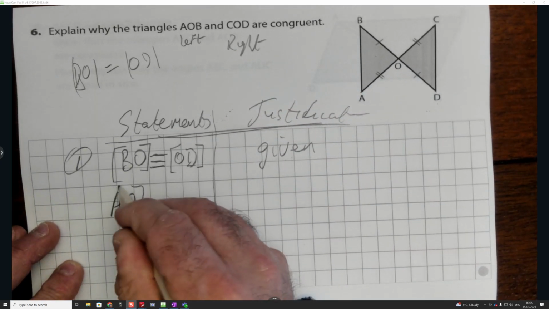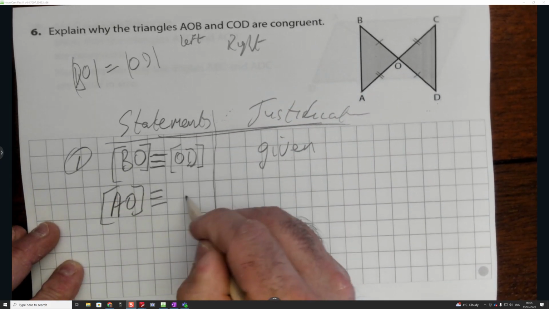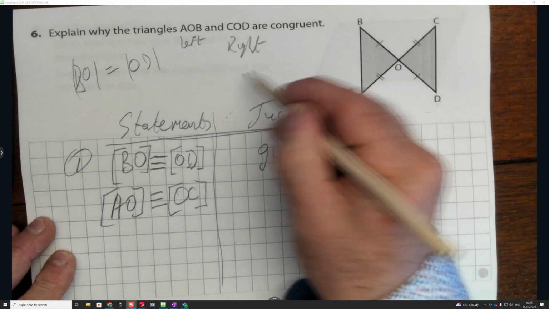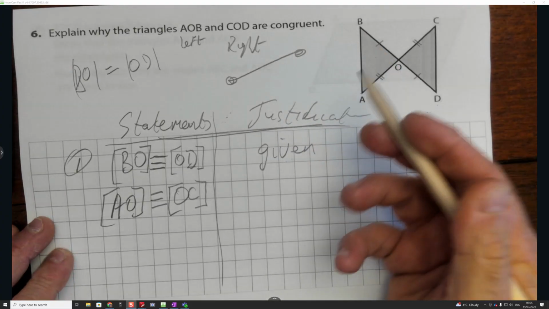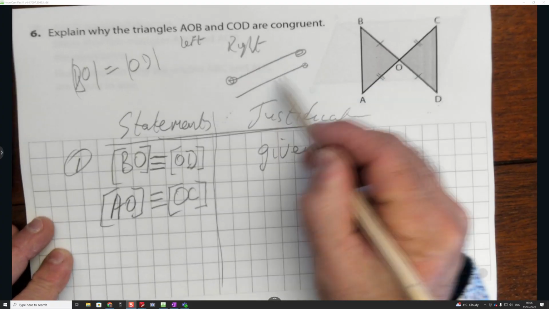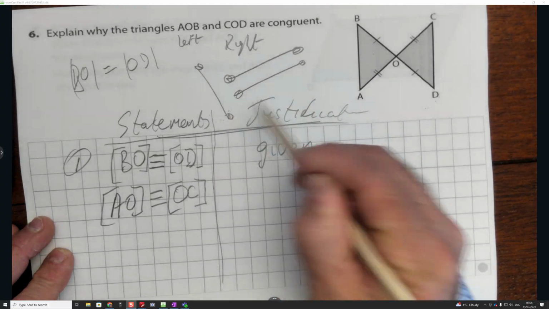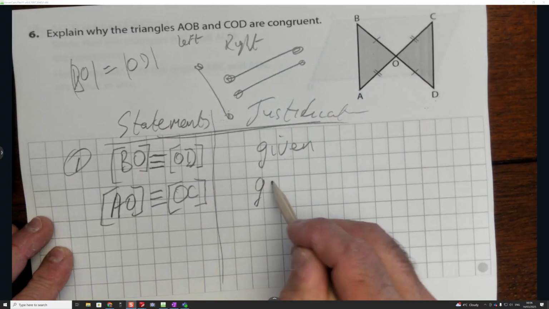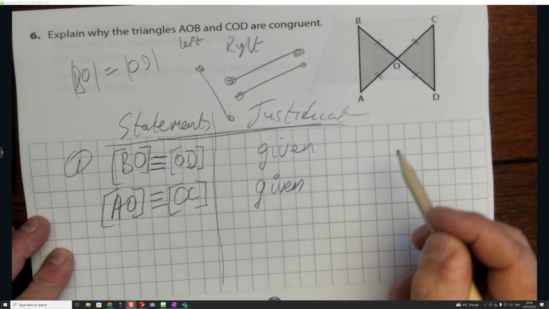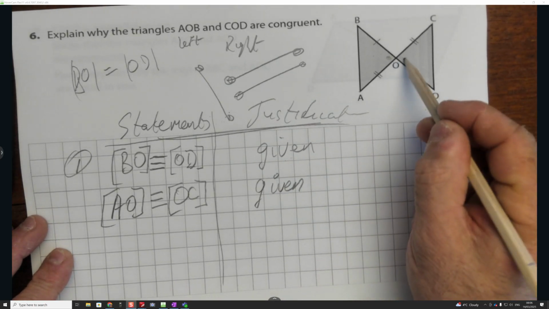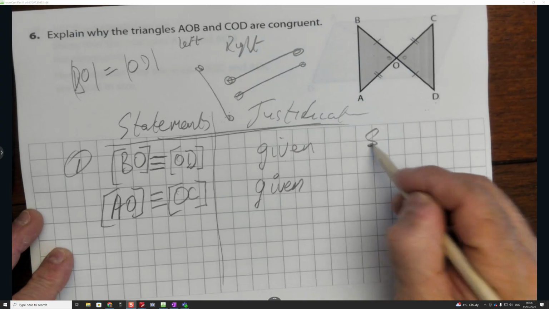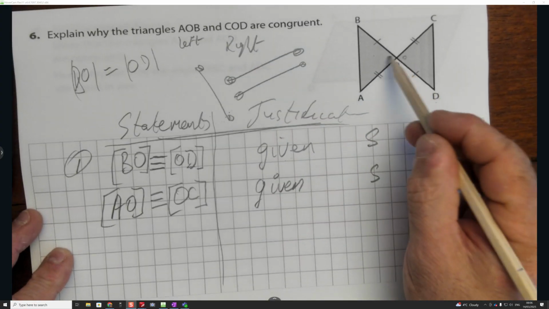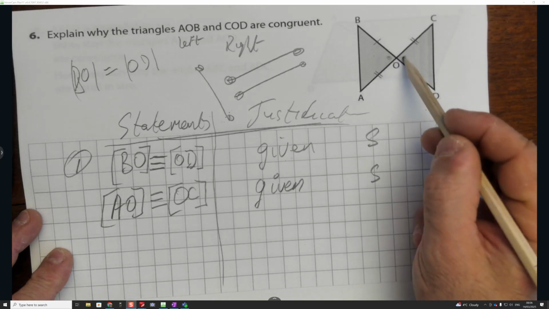AO line segment is congruent to OC, because two line segments all have the same shape. It doesn't matter if it's congruent, it's the same length. That's all. It doesn't matter what direction it's going in. So these two are congruent because we were told, or it's given. Now then the next thing is we're going to get the angle in between them. So this is a side condition, this is a side condition. Now we're going to go and say that these angles are equal because they're vertically opposite.